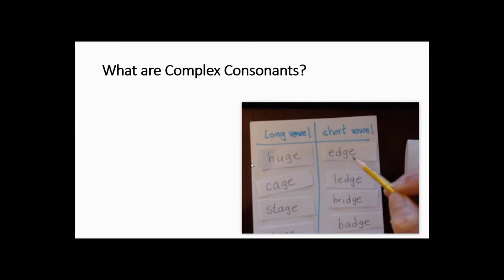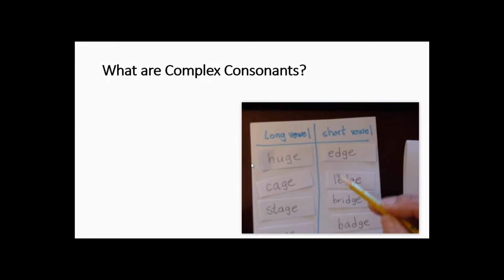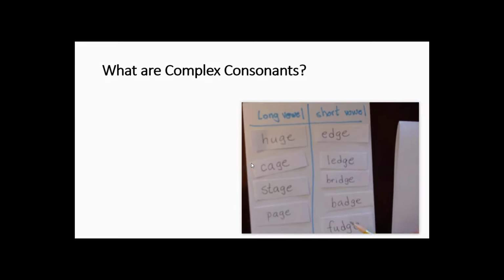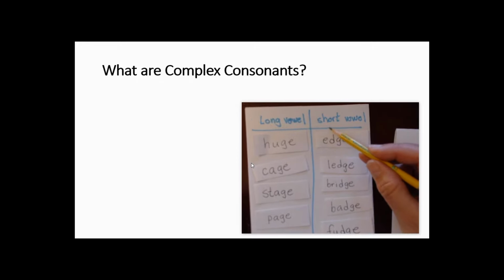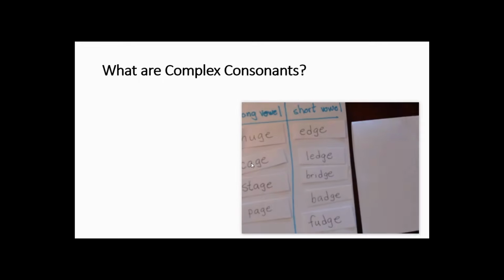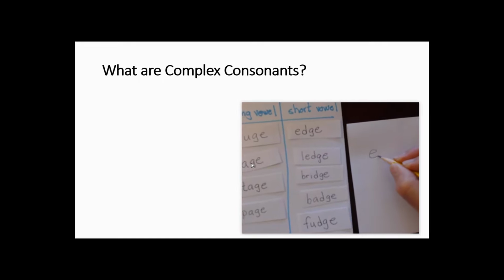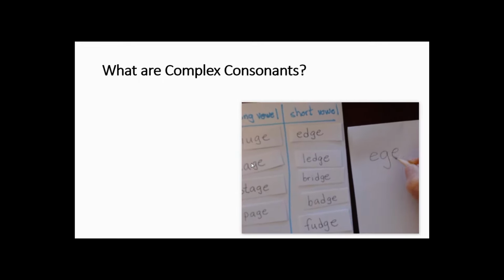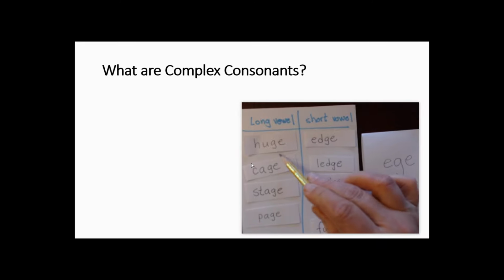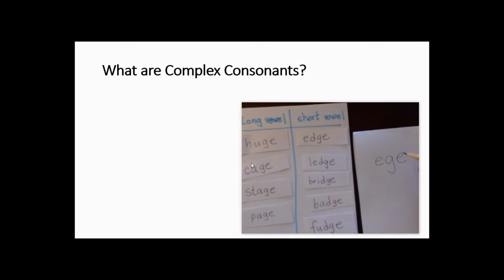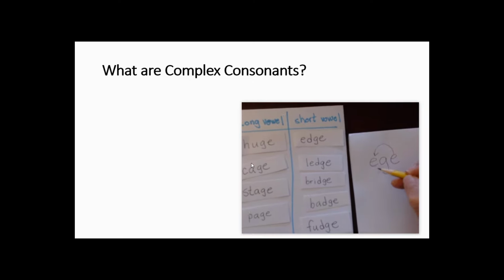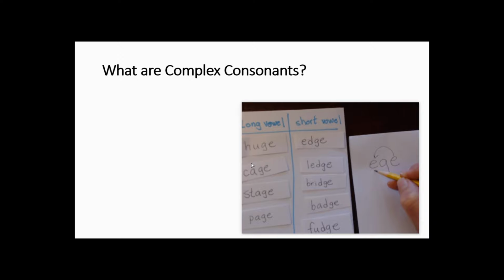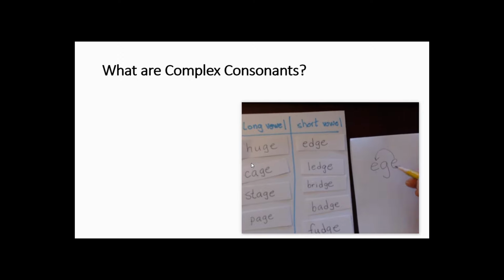In the words ledge, edge, bridge, badge, and fudge, what kind of vowel do we have? Short vowel. Now, if we just wrote edge like this, and used the j sound over here, the GE, this E would kick this preceding vowel and make it say its name, and this would then be "eege," but we want it to be "edge."